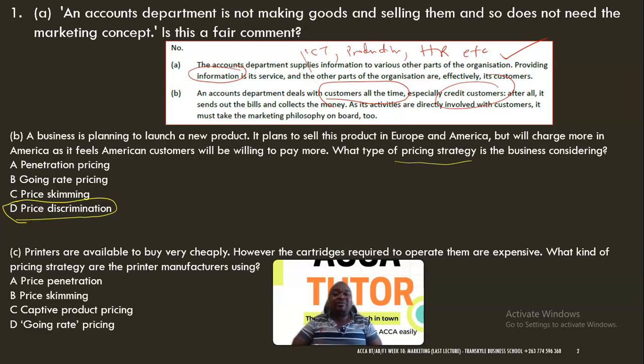What about going rate pricing? Going rate pricing is actually a strategy where we do not want to start market confrontations, right? We do not want to start price wars or confrontations with other competitors. We just charge the ruling price or the market price. For example, we are a new fast food outlet, right?